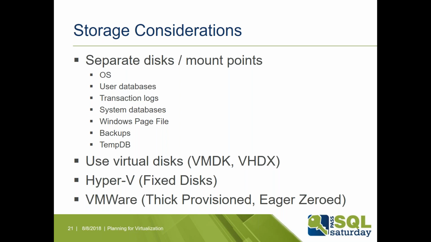As I recommended, use virtual disks. And if you're in Hyper-V land, use fixed disks. That's surprisingly hard to say. And if you're in the VMware world, the option to pick is thick provisioned eager zeroed. So basically, it will provision all of the disk, and then right from the start, before it actually presents the disk to the VM, it will zero it out for you.